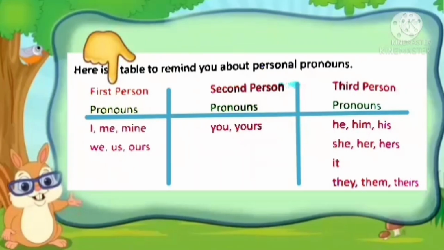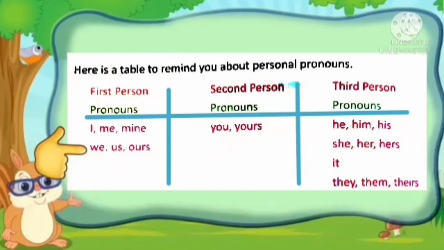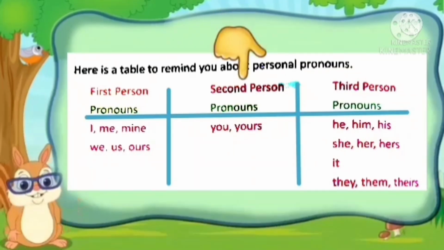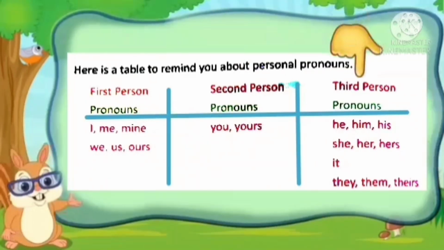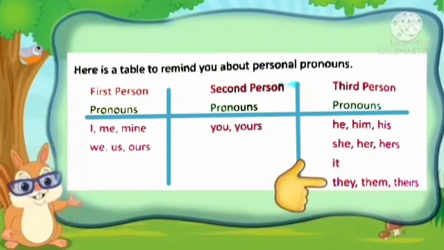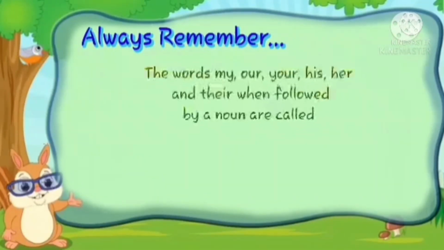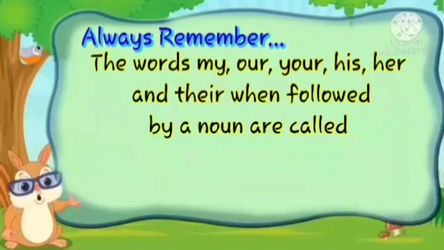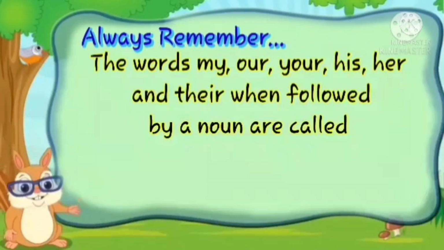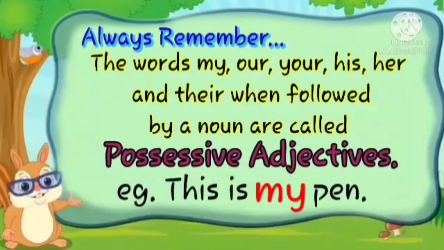In first person, we will take I, me, mine, we, us, ours. In the second person, you and yours. Third person, he, him, his, she, her, hers, it, they, them, theirs. Children, always remember that the words my, our, your, his, her and their, when followed by a noun, are the possessive adjectives, like this is my pen.